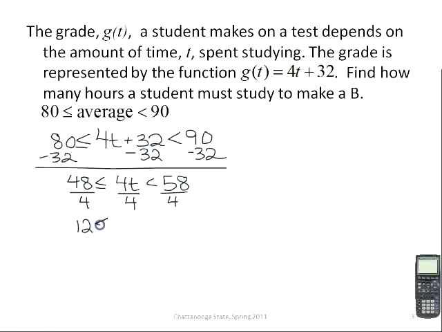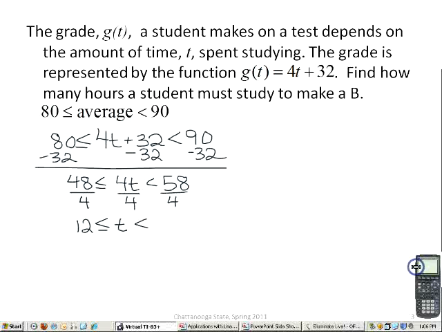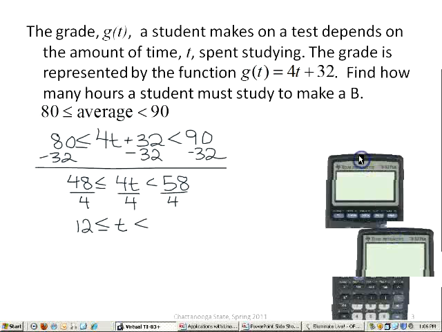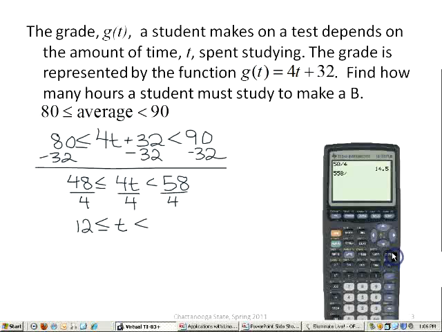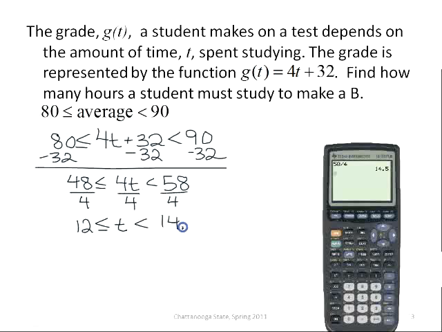So this will give me 12 is less than or equal to t is less than, let's see, 4 goes into 58. If you need to, you can get your calculator out to do that. 58 divided by 4 is 14 and a half. So anywhere between 12 hours and 14 and a half hours would give the student a B.